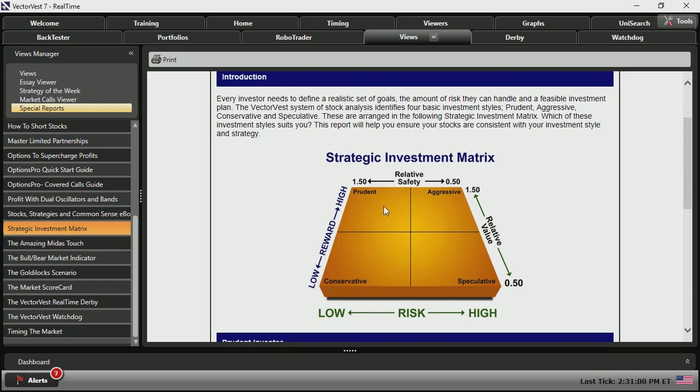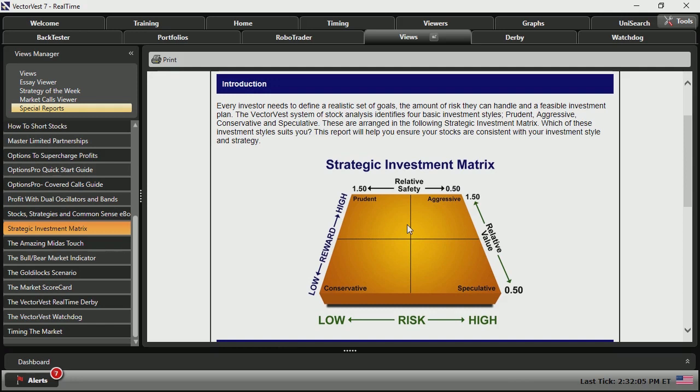Now, if you're an investor that considers himself to be a gambler and like to trade on the hype or rumor of a stock, that's where we would classify you as a speculative investor, somebody that's not worried about fundamentals or long-term potential of the stock. They're more worried about price action and volatility.